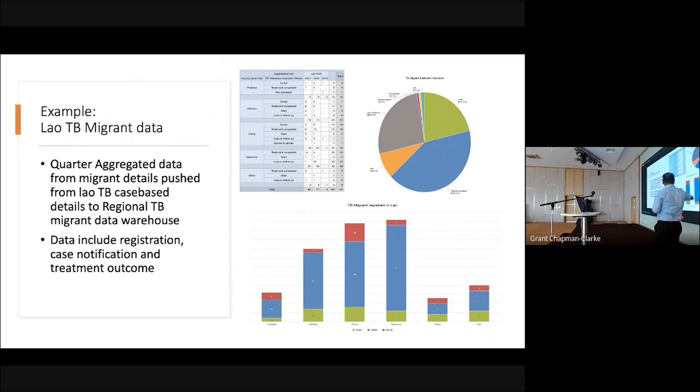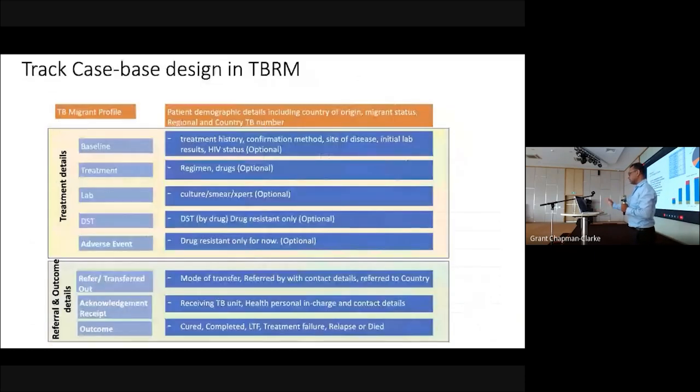And here is by region how many people have migrated. And then the top one was the outcome: how many have been transferred out, lost to follow up, and all the different things. This one was, again, a long time back; we had the treatment details and then the referral details. These 4 details were added only for the GSM countries. But in the top, we had the baseline, lab, DST, and adverse event. Those were the stages from the WHO package.